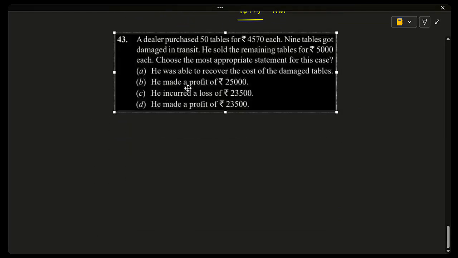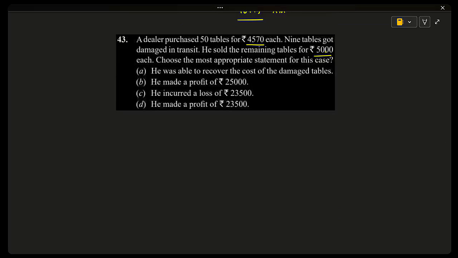Forty-third question. A dealer purchased 50 tables for 4,570 rupees each. 9 tables got damaged in transit. He sold the remaining tables for 5,000 rupees each. Choose the most appropriate statement for this case. Option A, he was able to recover the cost of the damaged tables. He made a profit of 25,000 rupees. He incurred a loss of 23,500 rupees. He made a profit of 23,500 rupees.